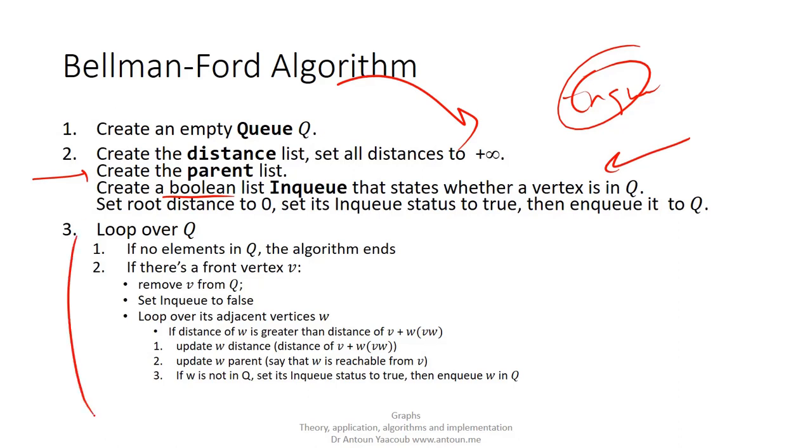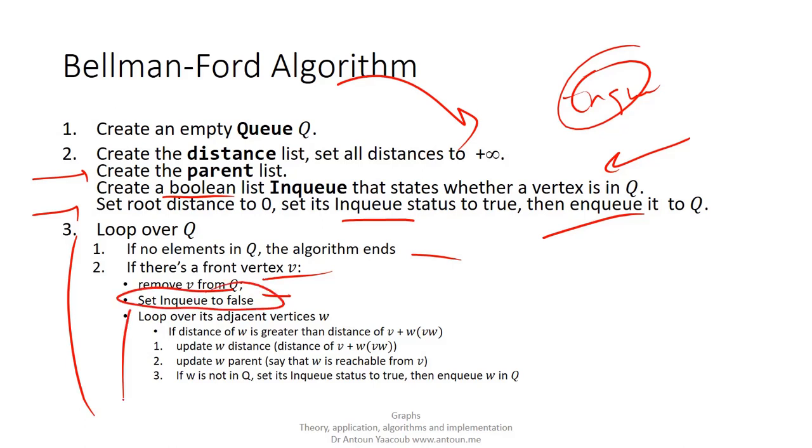Again, we will do it the same way. We have the root, whose distance is equal to 0, and I will set its inQueue state to yes, and enqueue it in the queue. Then I will loop over the queue. Obviously, if there are no elements in the queue, the algorithm ends. Otherwise, I will pick the front element, remove it, and set inQueue to false. It means that it's no more in the queue.